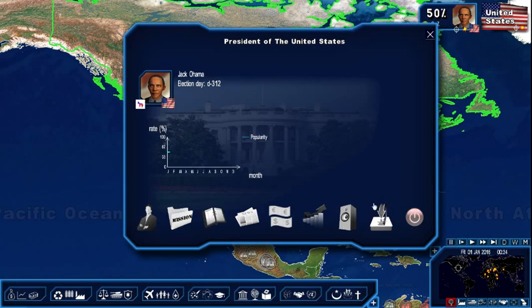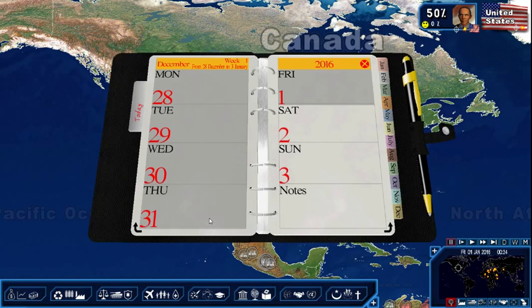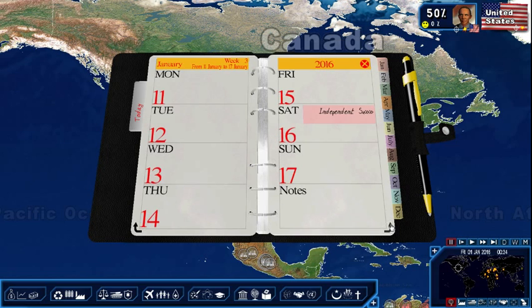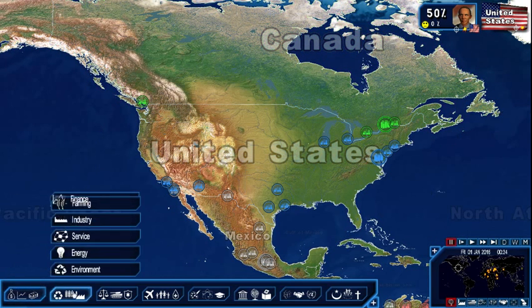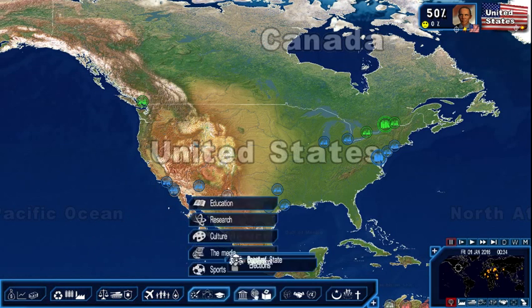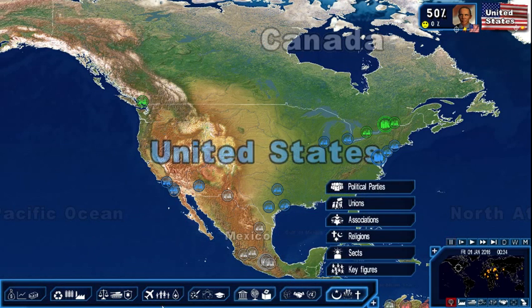Okay, so the other thing that's important here in this screen is this agenda book here, because this lists all your meetings, and that's an important dynamic to the game, meeting people. And I'll probably do a separate tutorial on that as well. Down here are all the different tabs of all the different areas that you have to deal with. Okay, there's a lot to this game.